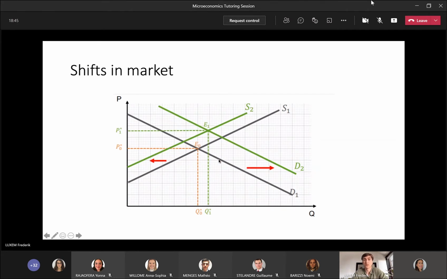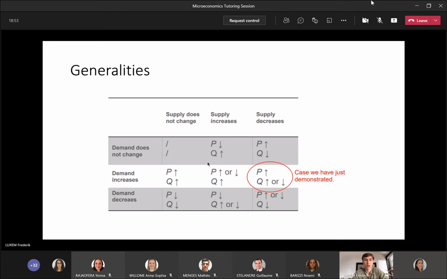Shifts in the market, this is what I was saying just before. Either the whole curve shifts. Yes, I won't cover this, but if you want to have a look at the slide later on, it might help you.